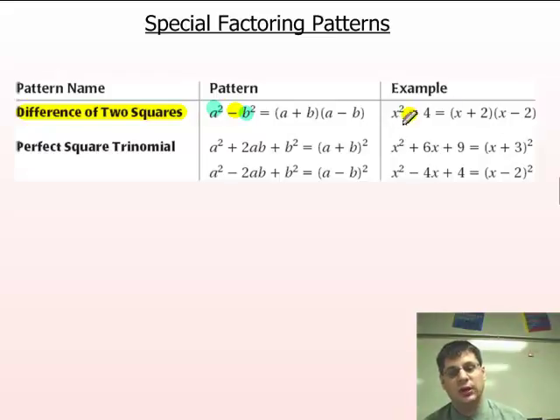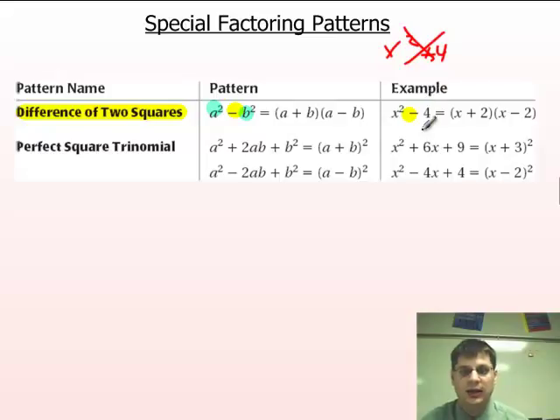Be careful, because sometimes you'll see something like x squared plus 4. If I had that, that's not going to work. That's not going to factor. You've got to check those signs. So we're left with x plus 2 and x minus 2 when we factor that, and there's really no guesswork. This is one of the special cases where we can factor a binomial into two separate binomials. We're just breaking it down.